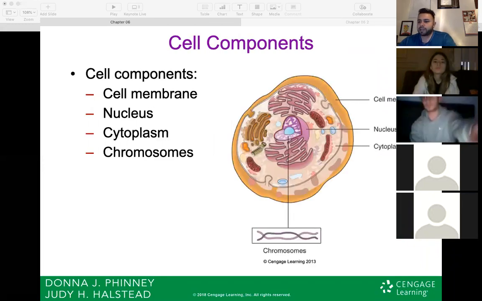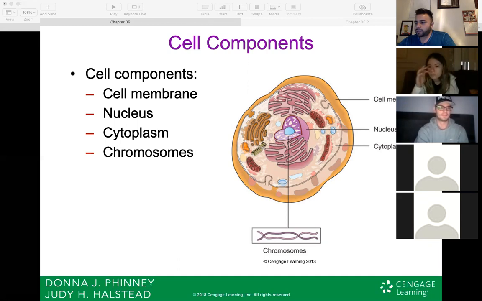Okay, the cell is broken up into several components. The nucleus is the middle of the cell, and that controls the cell. It is basically the brain of the cell.